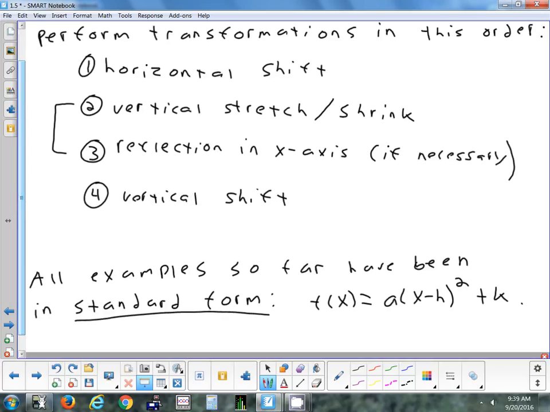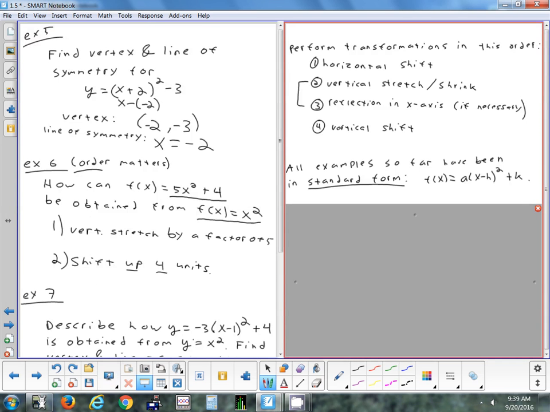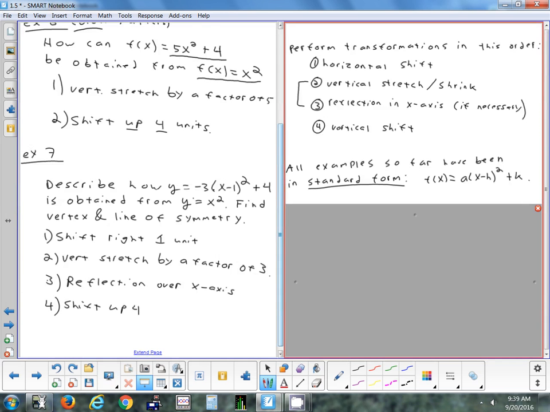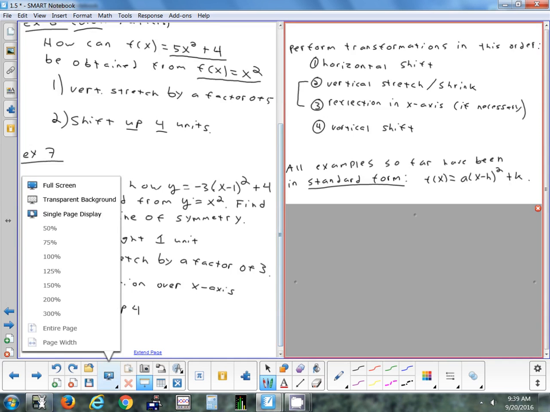Okay, any questions on that order? If one of the transformations is missing, just skip it. Just don't write it. What's made all these problems pretty straightforward is when we look at them, we can directly see what's happening. I see the 3, the negative 1, and the +4. That's what we call standard form. It looks just like I've written right there.